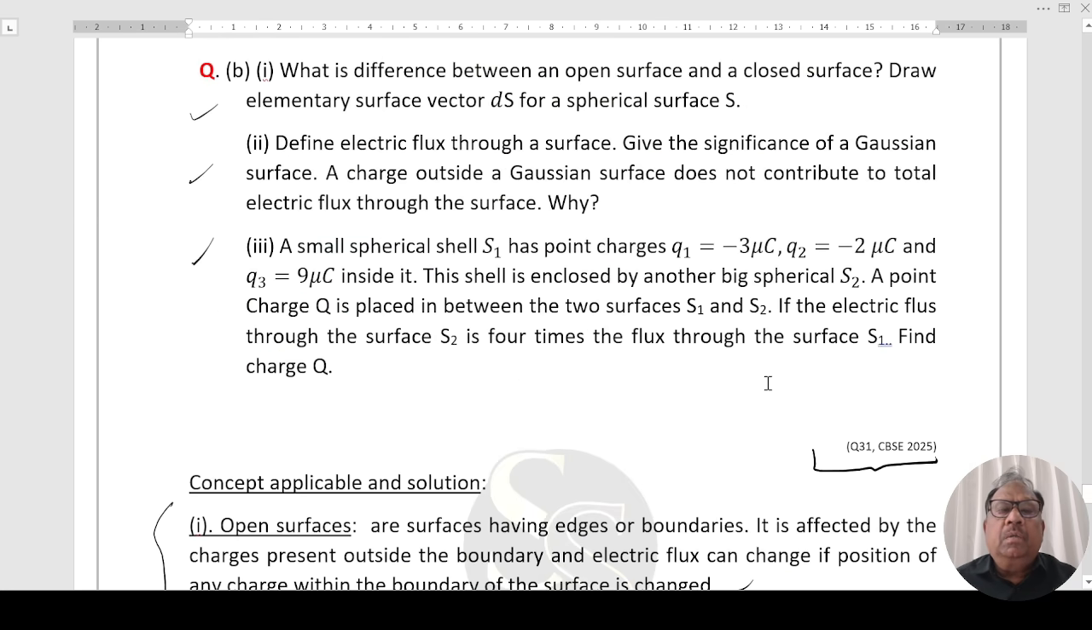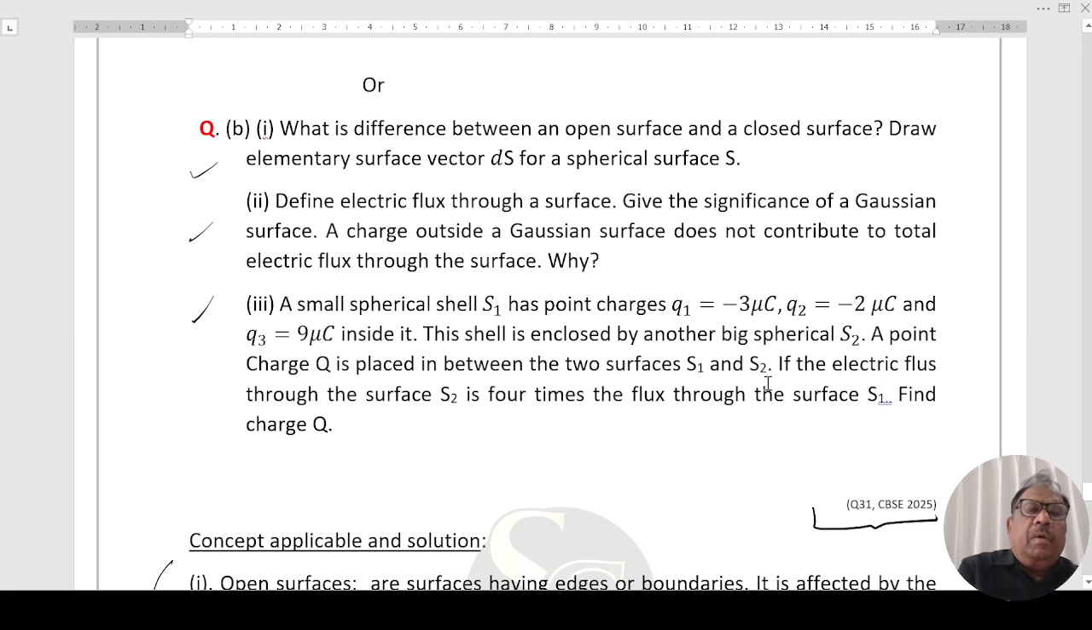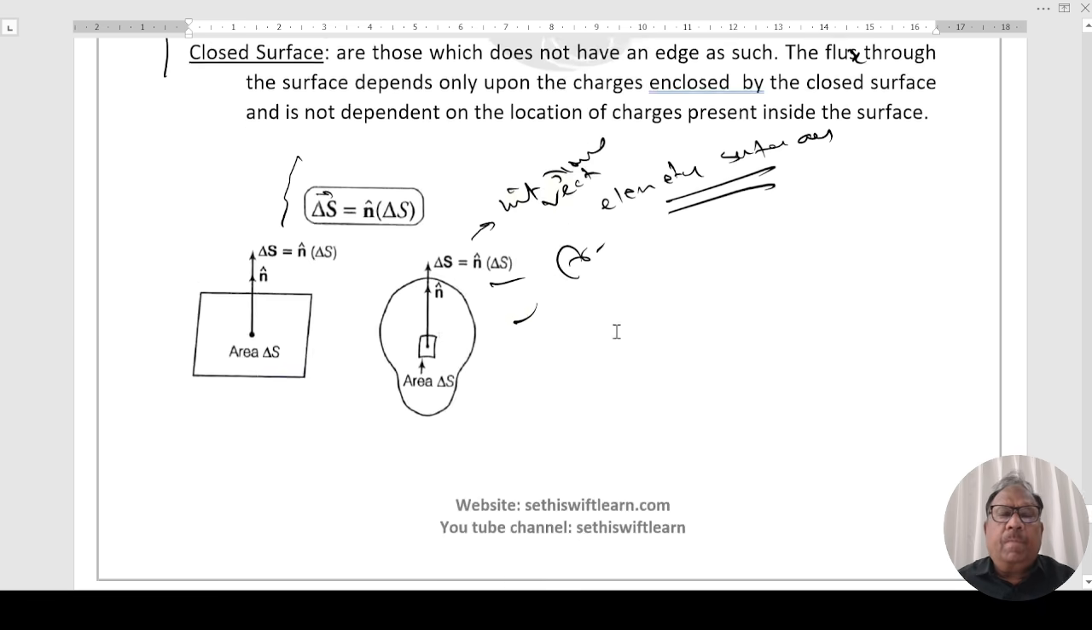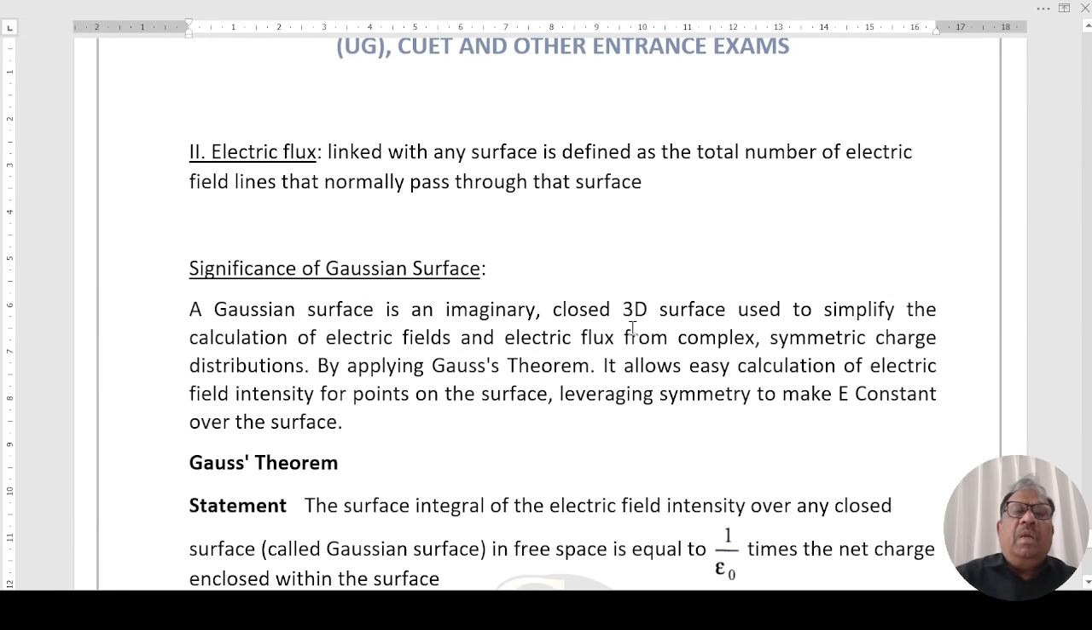Now next part, the second part. Define electric flux through a surface. Give the significance of a Gaussian surface. A charge outside the Gaussian surface does not contribute to the total electric flux through the surface. Why? The answer is: electric flux linked with any surface is defined as the total number of electric field lines that normally pass through that surface.